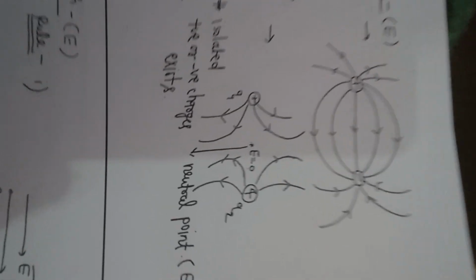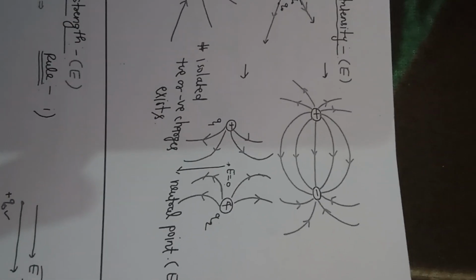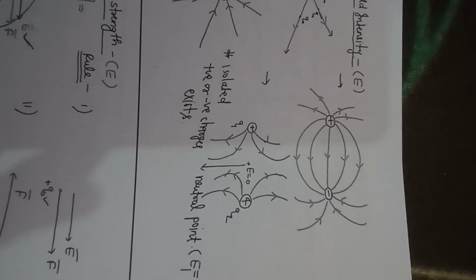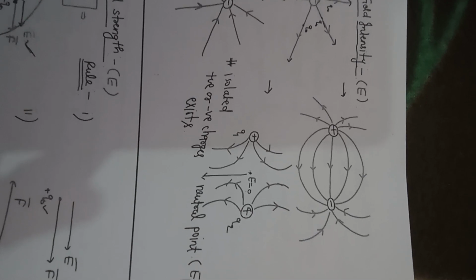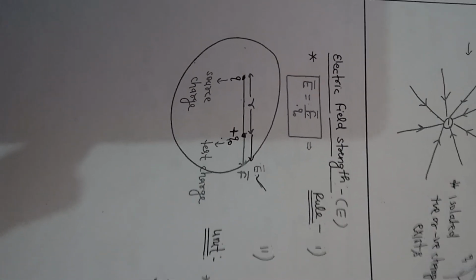But there is one point between two positive charges where there is no electric field, meaning a neutral point. E1 is equal to E2. So that's why isolated positive and negative charges can exist. Now we are moving on to electric field strength. E is equal to F upon Q. It is the electric field strength.